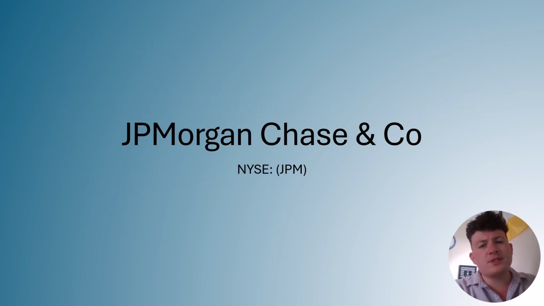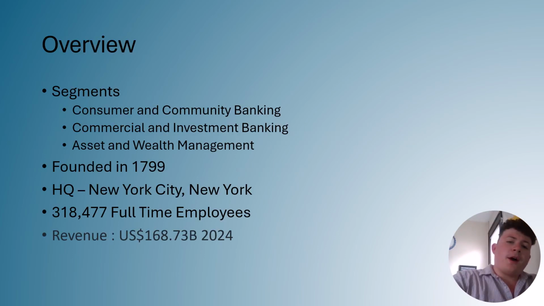So the first company we're going to get started with here is J.P. Morgan Chase and Company. Just a quick little overview. JP Morgan operates in three main segments that they call consumer and community banking, commercial and investment banking, and asset and wealth management. Consumer banking is like me or you walking into a local branch and doing whatever business we need to do there.